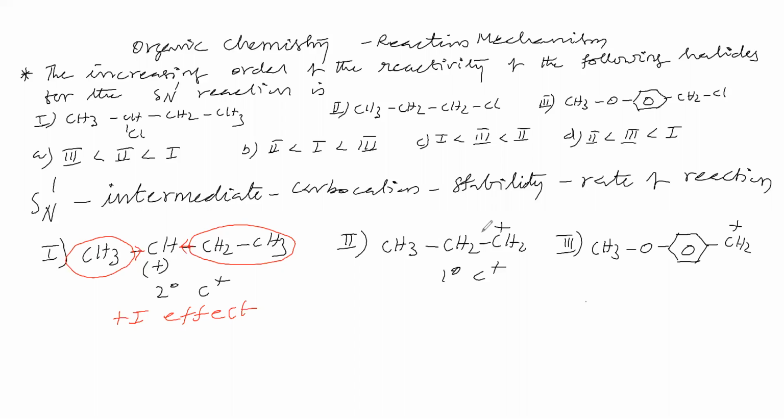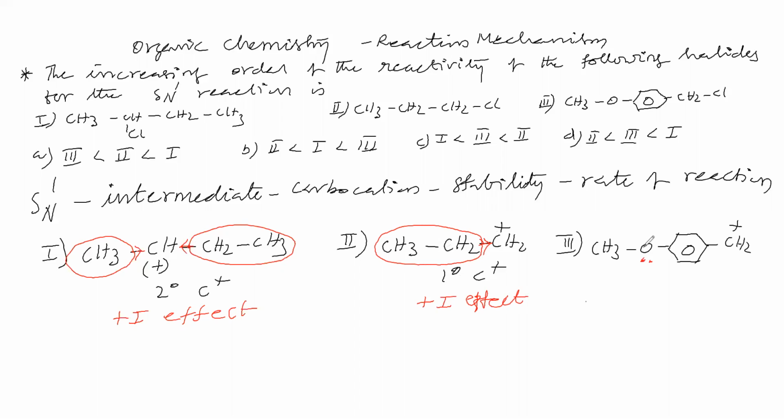Next, we will see this n-propyl carbocation. It is also stabilized by the plus I effect. Here, how many groups are showing the plus I effect? Only one group, that is the ethyl group. So, due to this ethyl group it gets the plus I effect, so it is stabilized.